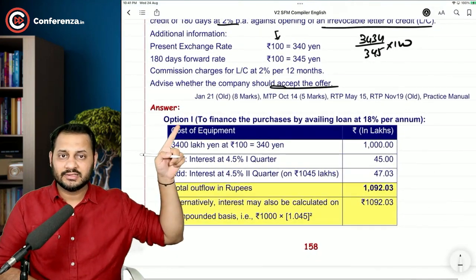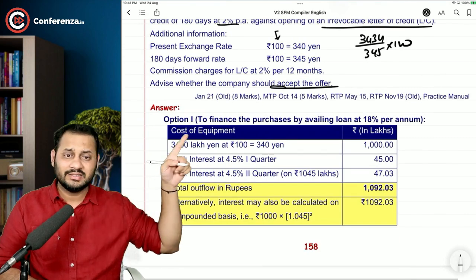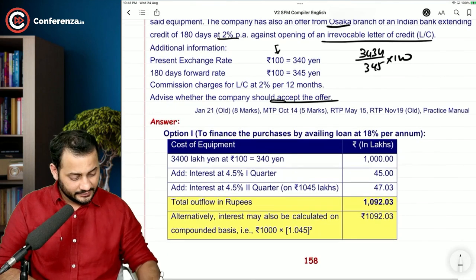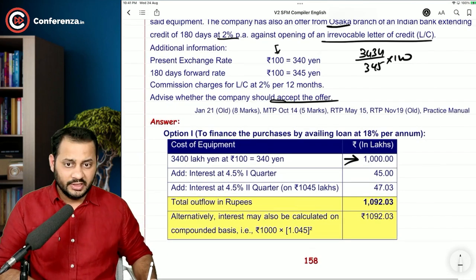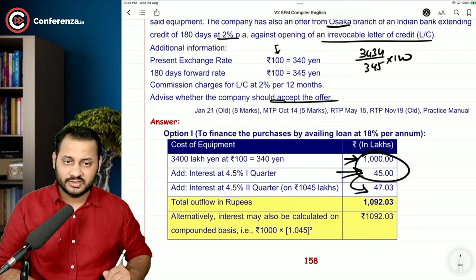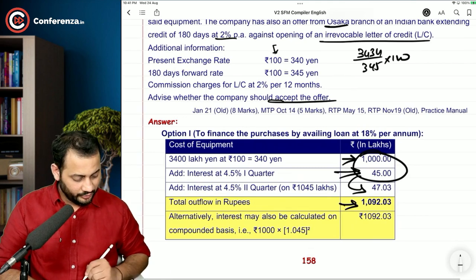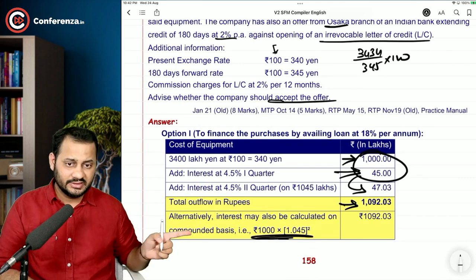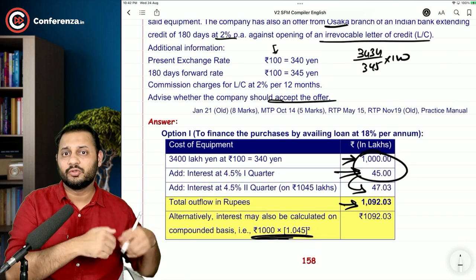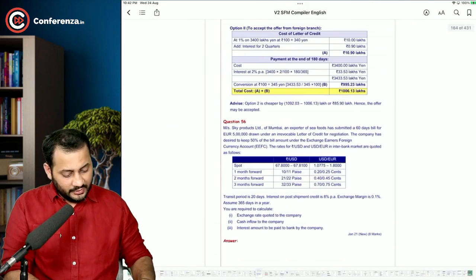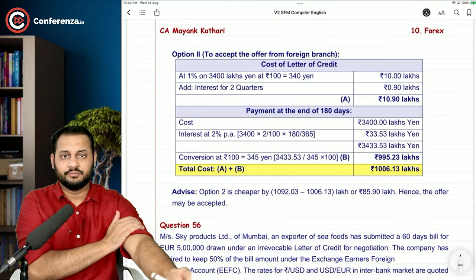This is when you finance the machine from India. You borrowed 1,000 lakhs, interest for the first quarter, and then on both of them the interest for the second quarter, 1092.03. Okay. You can calculate it this way. This is the easiest way, 1.0545 to the power 2, because you are applying it 2 times. And let's come to the Osaka branch.